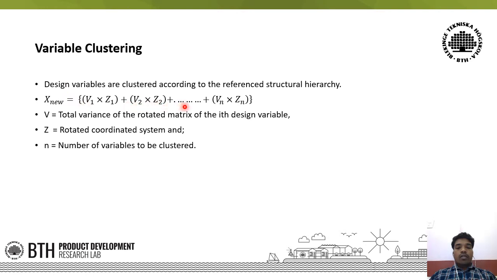plus, and so on, until vn times zn, where x_nu is the generated design variables and z is the variable data matrix in rotated coordinate system, and v represents the total variance of the rotated matrix and n represents the number of variables to be clustered.